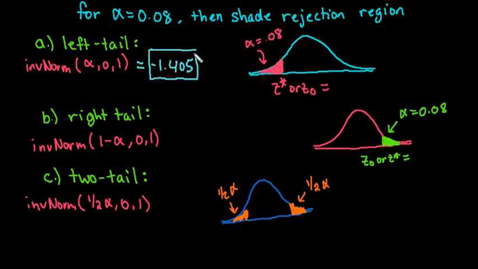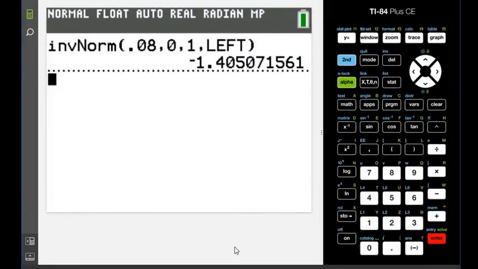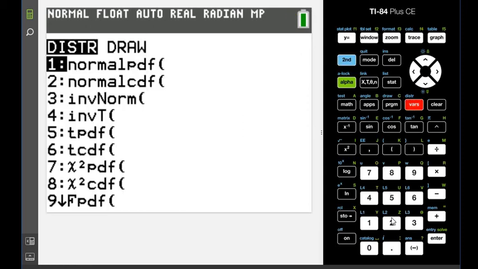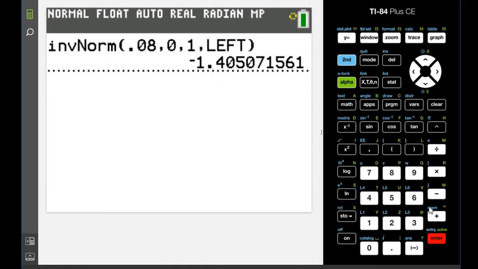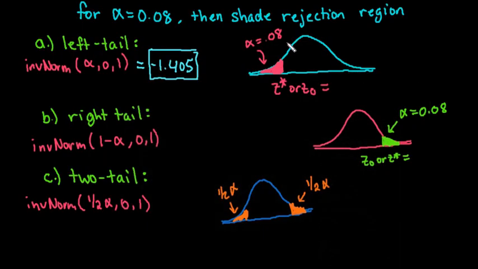For the second one, it should just be the opposite of this, but just to show you that you do get the same thing. So for this one, we would do second distributions, option 3. You could also go up and just use the one that you just did. This time we're going to do 1 minus 0.08. You can do the math beforehand and put in the 0.92, or you can just type in 1 minus alpha. Then hit enter and see you get the same thing, except this time it's going to be a positive value. So a right tail is always positive, a left tail is always negative, and the two tail is always both.